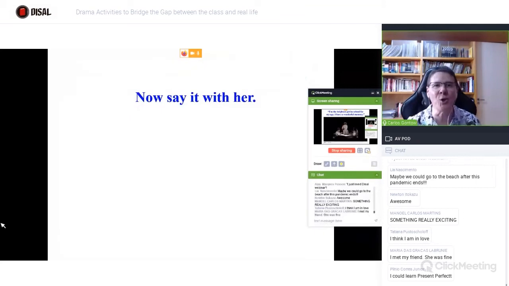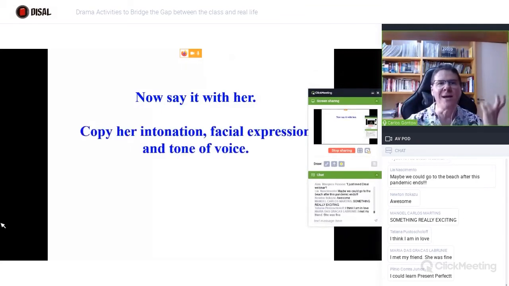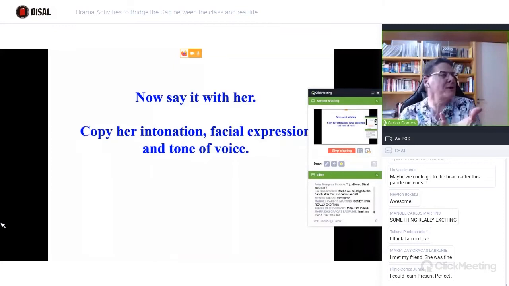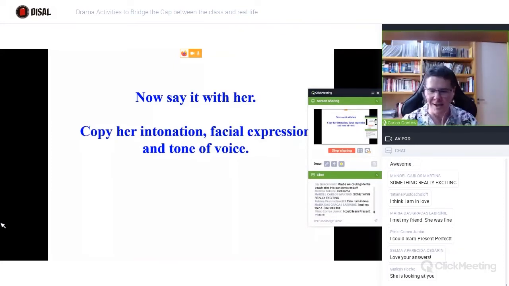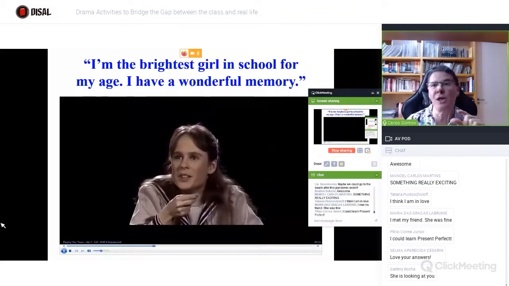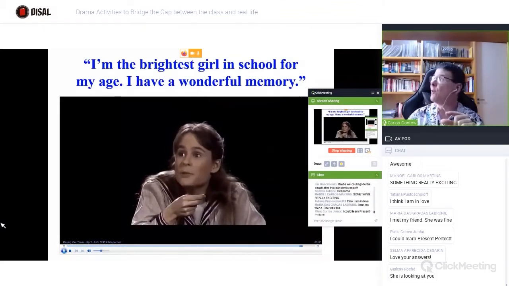Now you're gonna try to do it like her. Try to imitate her facial expression, her gesture. Notice that she's holding something in her hand, so you do this with your hand. And we try to speak together. I'm the brightest girl in school for my age. I have a wonderful memory.